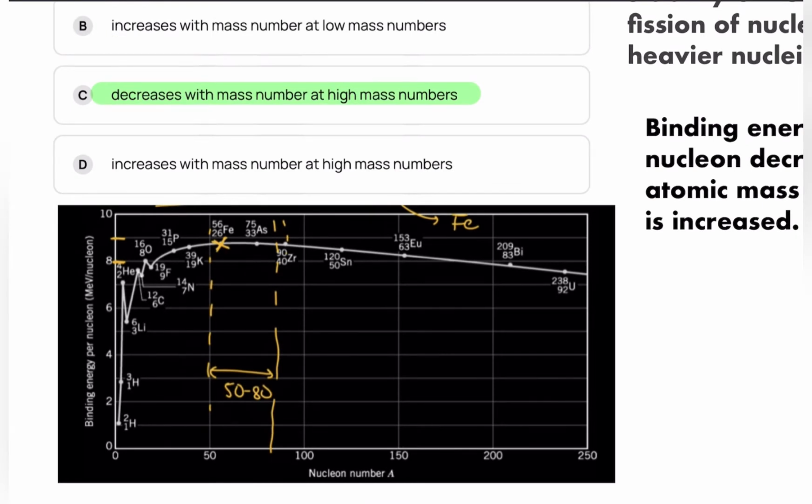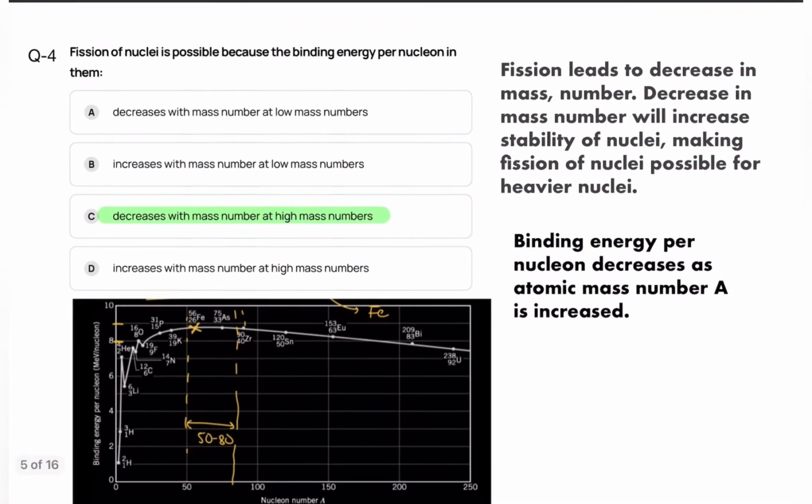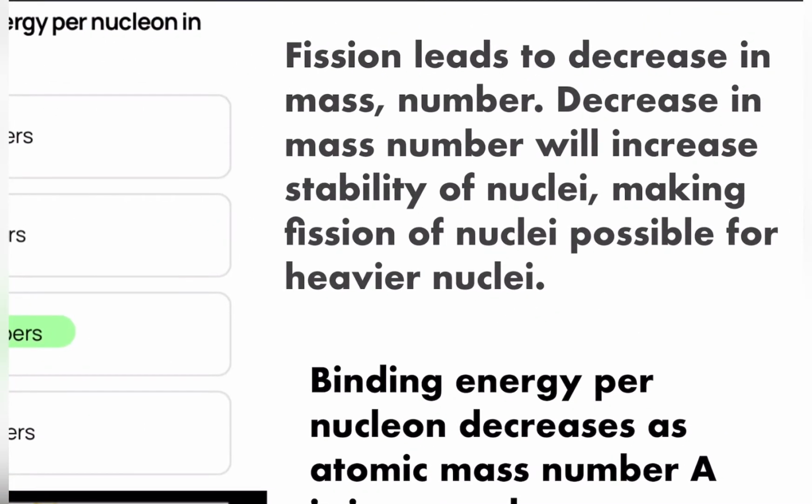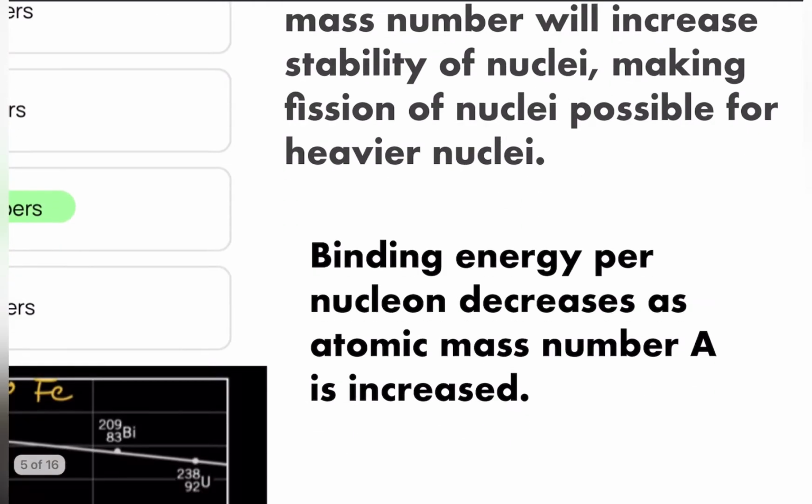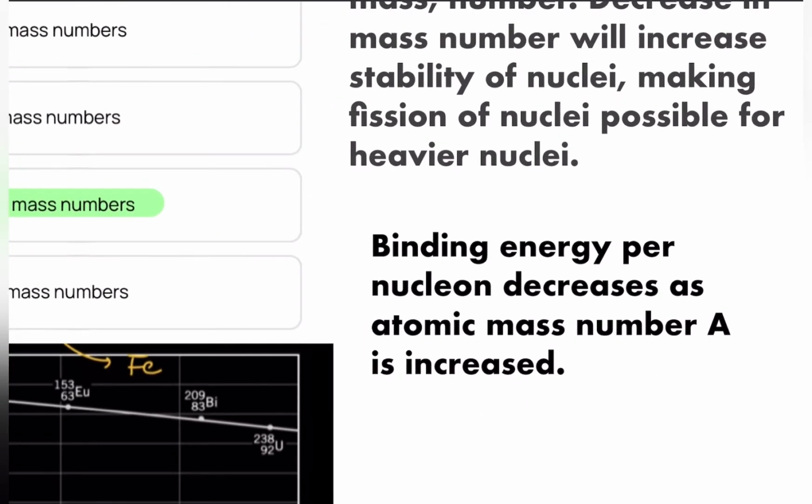That means if you increase the atomic mass number or nucleon number, what happens? The fission leads to a decrease in the mass number. The decrease in mass number will increase the stability of nuclei. So if you reduce the mass number, that will increase the stability of nuclei and make the fission of nuclei possible for heavy nuclei. Binding energy per nucleon decreases as the atomic mass number is increased.